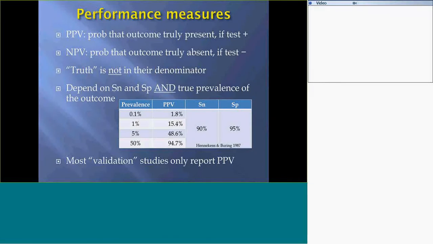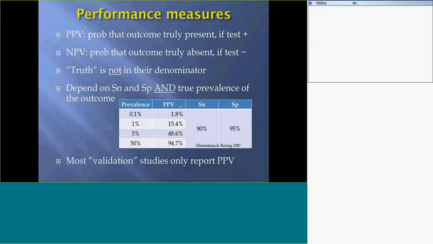Predictive values depend on both the sensitivity and specificity in addition to the prevalence of the outcome. So here's a table I adapted from Epidemiology in Medicine by Hennekens, in which at a given sensitivity and specificity for an algorithm, you can see that the positive predictive value varies widely depending on what the prevalence of the outcome of interest is in that underlying population.